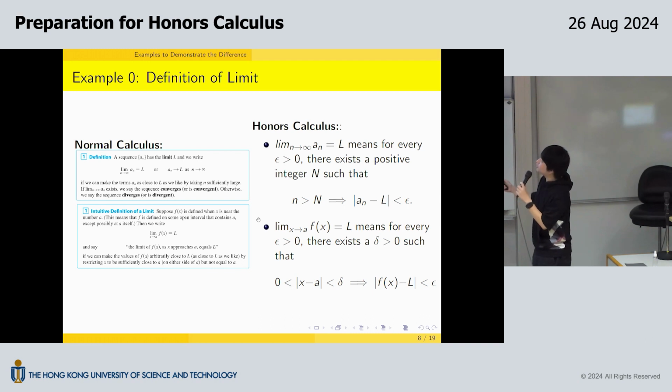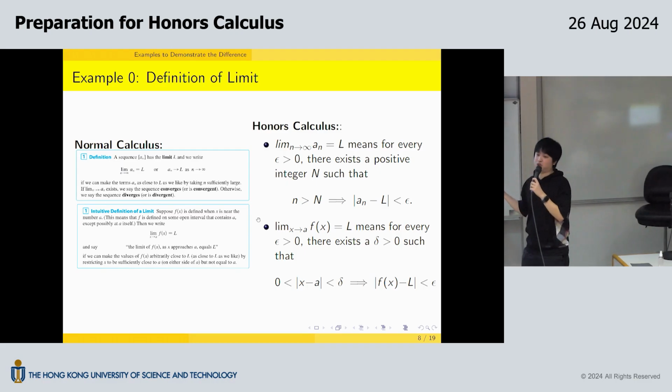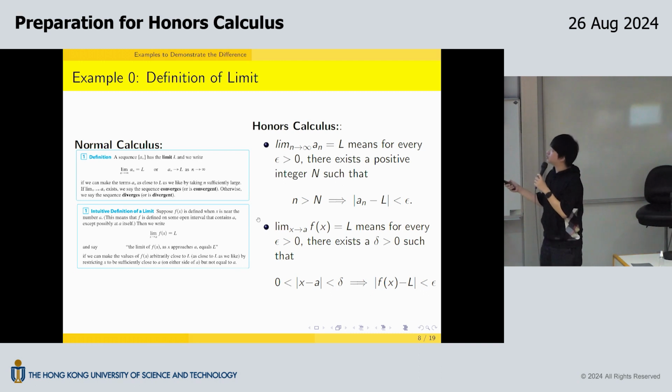But this definition is not rigorous and it's not precise. For example, what does it mean by as close to L as you like? And what does it mean by taking n sufficiently large? How large should we take n? And how close should a_n be to L, right? So in a normal calculus class, the definition is quite vague, and actually we don't care about this definition. Instead, we only need to know the limit laws and the arithmetic laws, and then we go straight forward to calculation type questions, right?